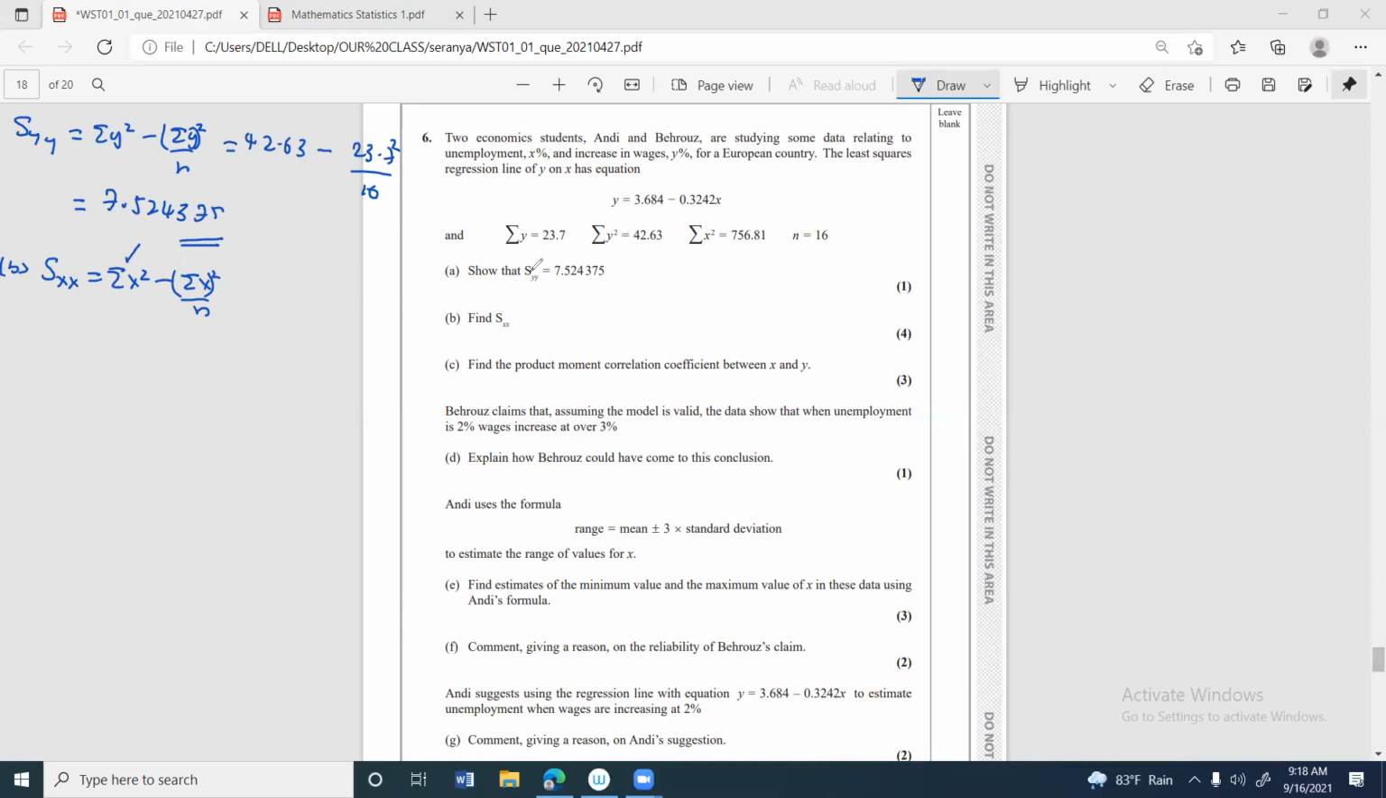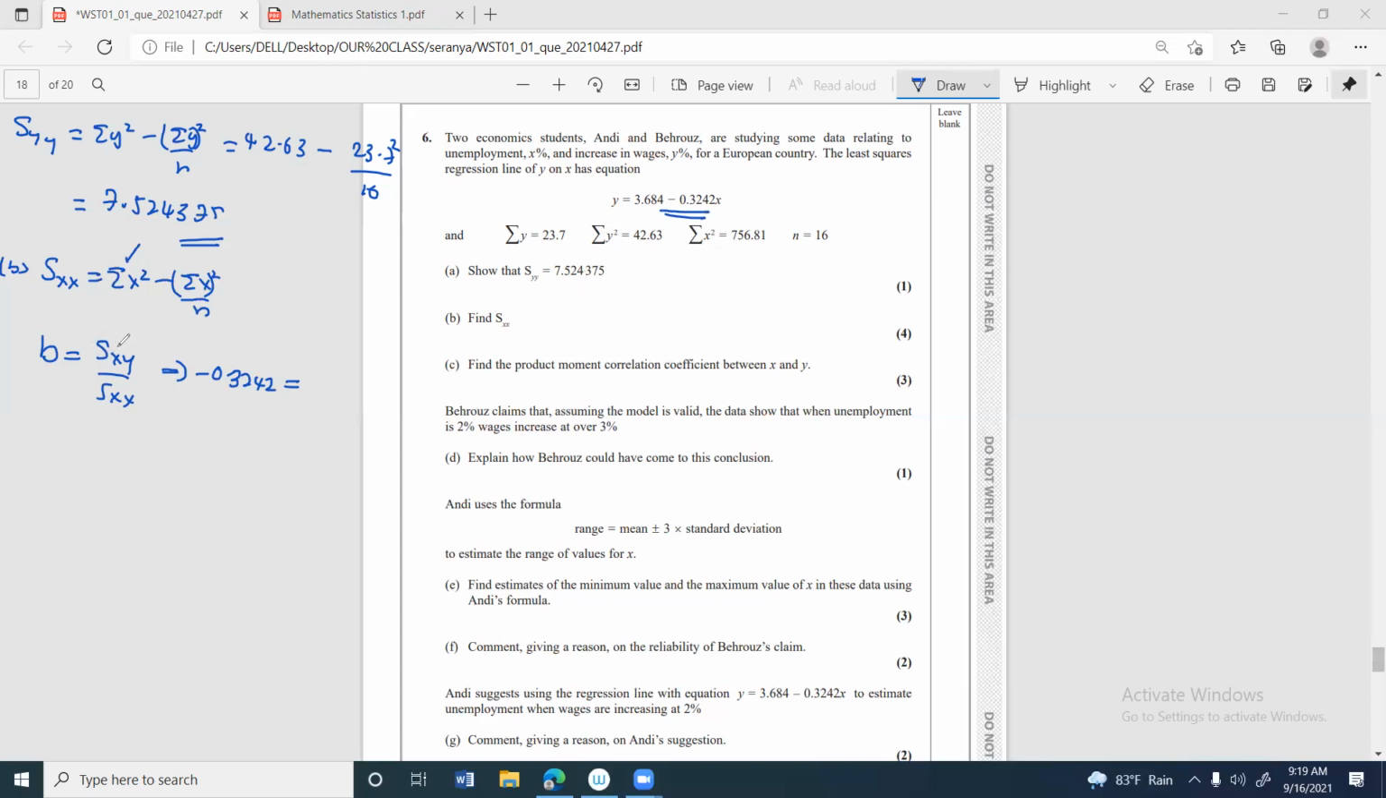We can go ahead. Now, summation x, you don't have any way of getting the summation of x as well. But we know that the gradient of a regression line is equal to Sxy divided by Sxx. From here, you know that the gradient is minus 0.3242. It's equal to Sxy. We already found it.